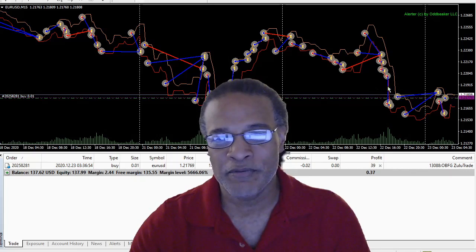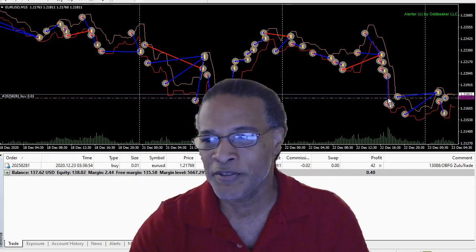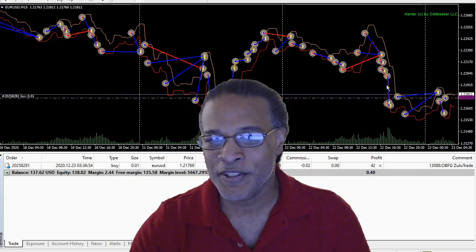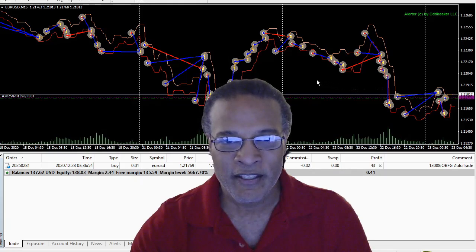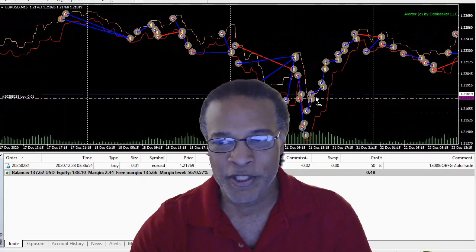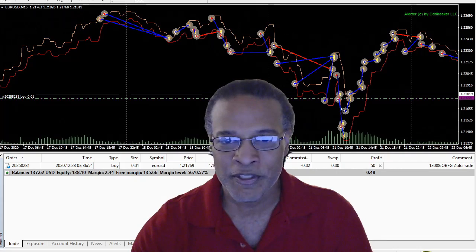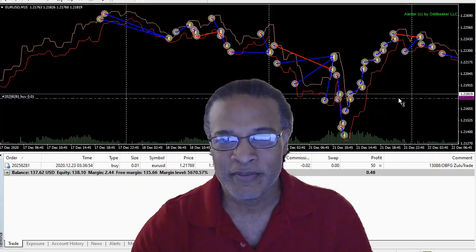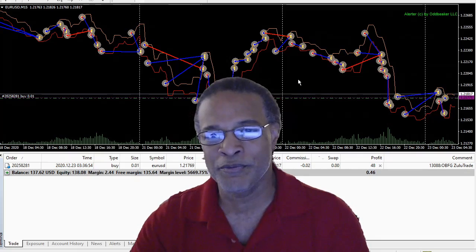Here's something else. Because of the 4 pip trailing stop, as opposed to 2, I can catch some pretty big moves. Like this one right here. You can't see the little pop-up, but that's 29 pips that I caught there. And that's normal. Here's another one. Let me move this out of the way. This one here is actually 27 pips. And it's amazing how, with just a 4 pip trailing stop, you can really catch a lot of pips.